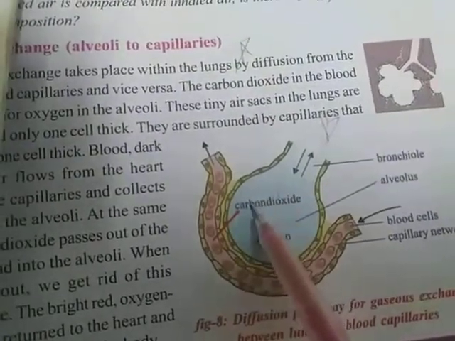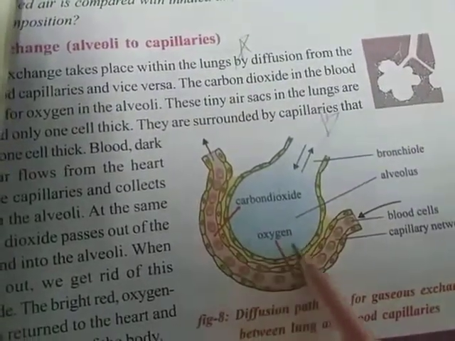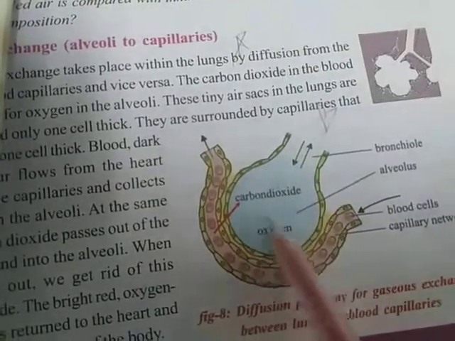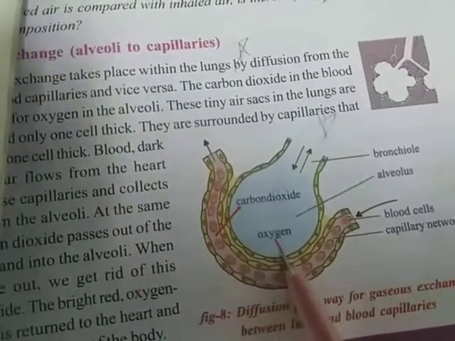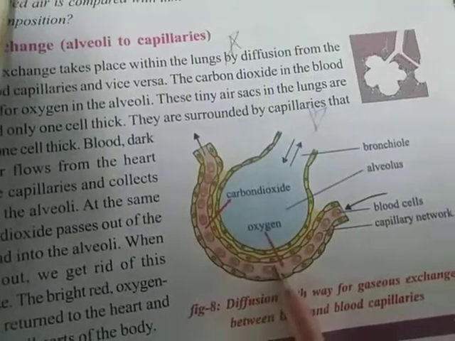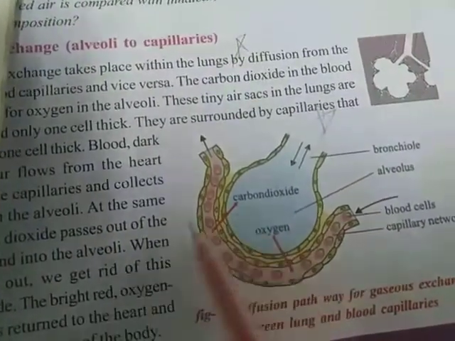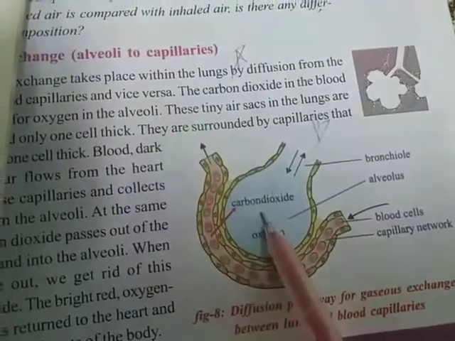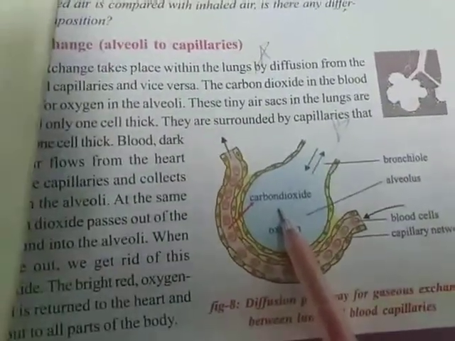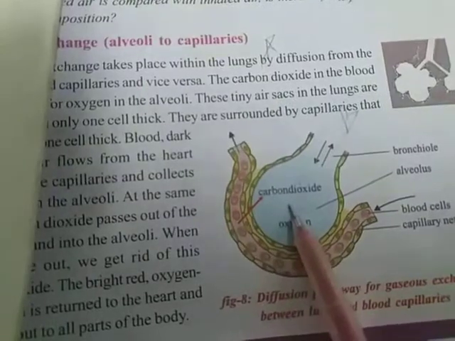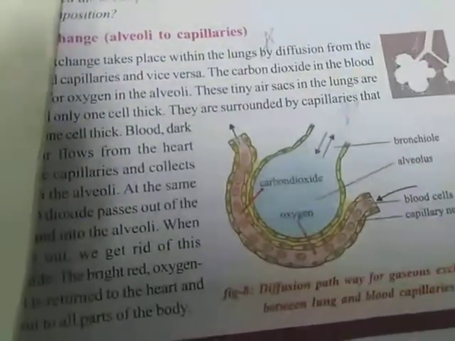When we take oxygen and other gases, all of these enter into the alveoli. So what does it indicate? Alveoli contain a large amount of oxygen. This oxygen simply enters into the blood cells. At the same time, blood cells lose carbon dioxide. This carbon dioxide simply enters into the alveoli. And then what will happen? Now we are going to discuss.